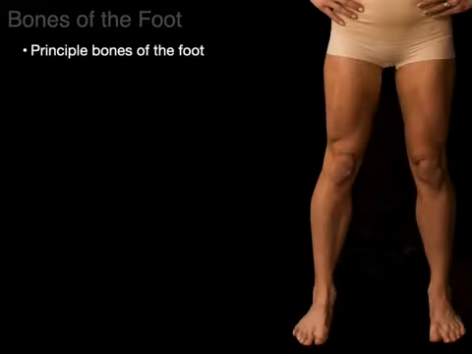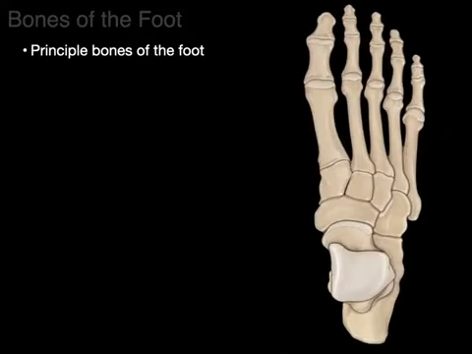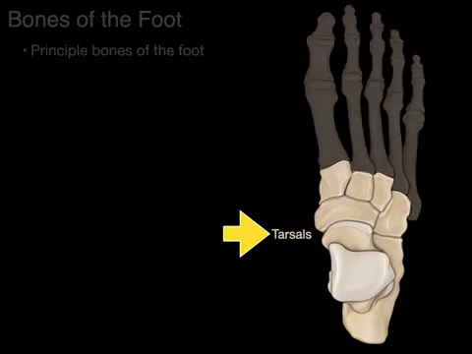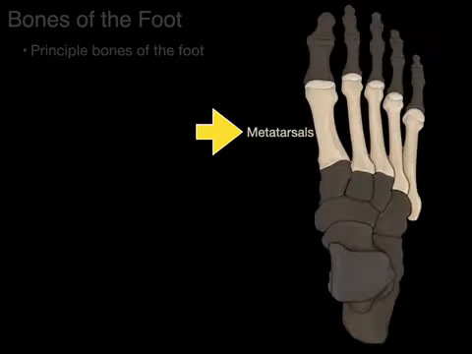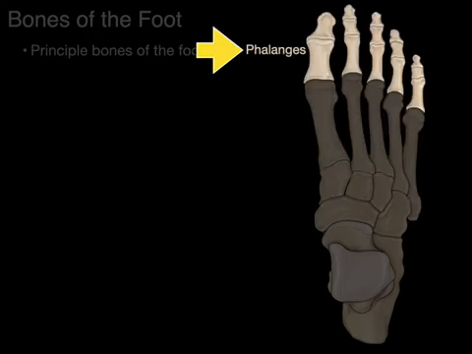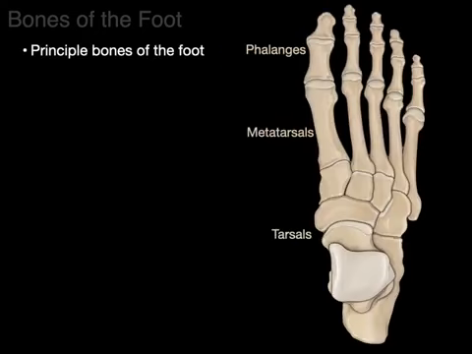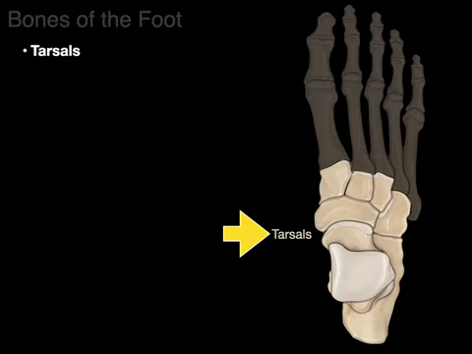So let's superimpose the bones onto this photograph and then twist it. So now we're looking at a superior or dorsal view of the foot on the right side. And the bones of the foot consist of tarsals, metatarsals, and phalanges. And so let's take a look at each one of these and start with tarsals first.